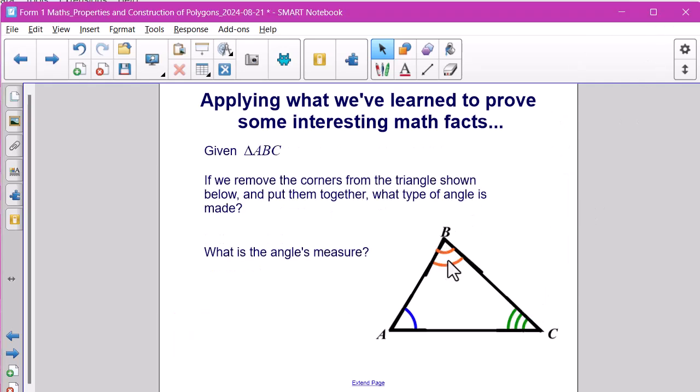If we remove the corners from our triangle that is shown below and put them together, what type of angle is made? Well, let's actually try it, and then we'll answer the following question: what is the angle's measure?